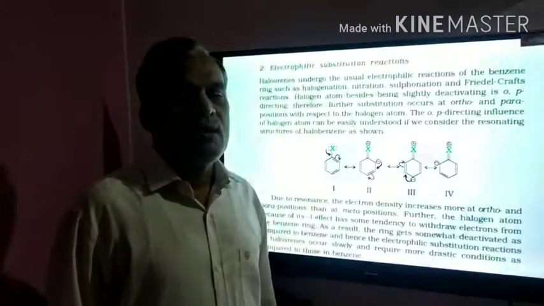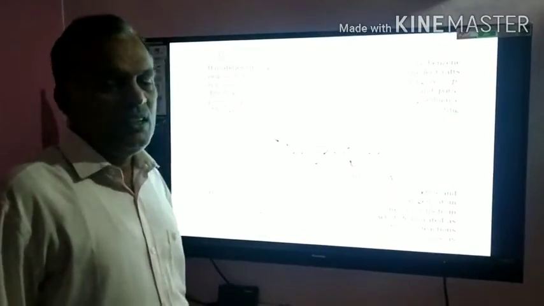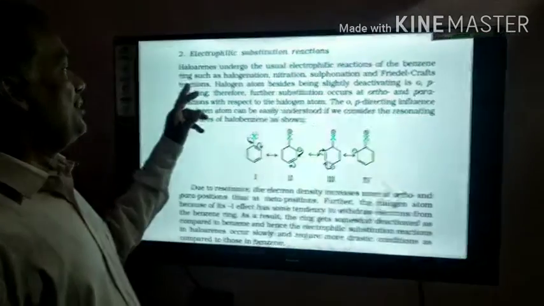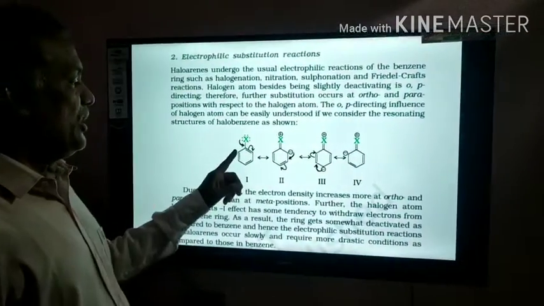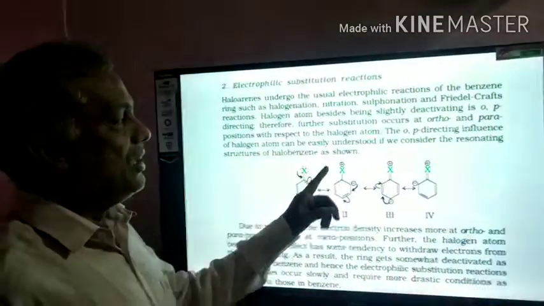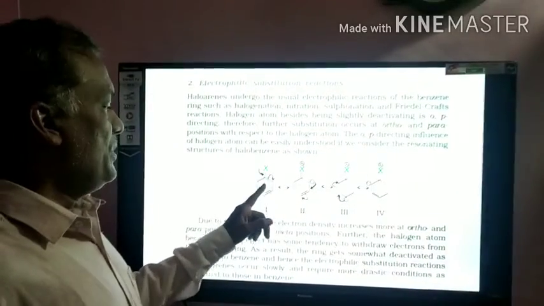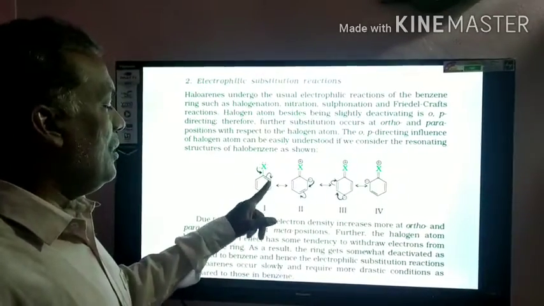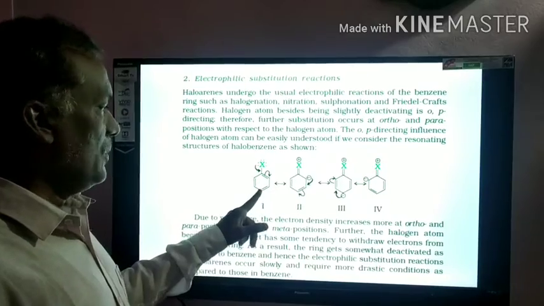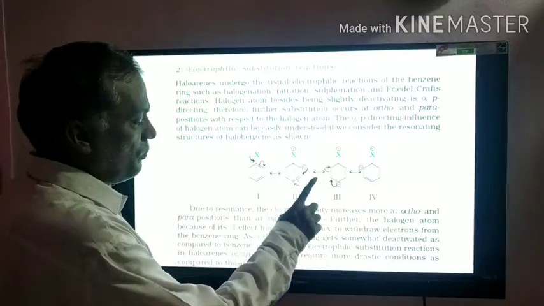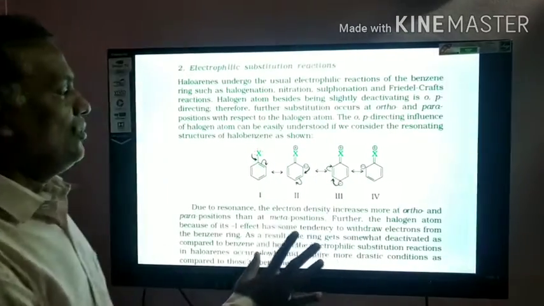Now let us see some electrophilic substitution reactions, whether they will take place or not, or whether they will take place quickly or slowly. We already know some electrophilic reactions of benzene rings such as halogenation, nitration, sulfonation and Friedel-Crafts reactions. The halogen atom, besides being slightly deactivating, directs at the ortho and para positions, therefore the substitution reactions will take place at the ortho and para positions only.